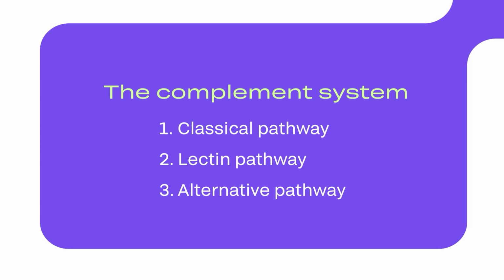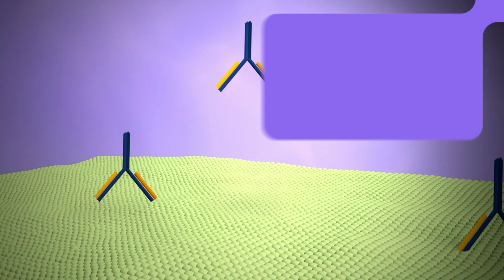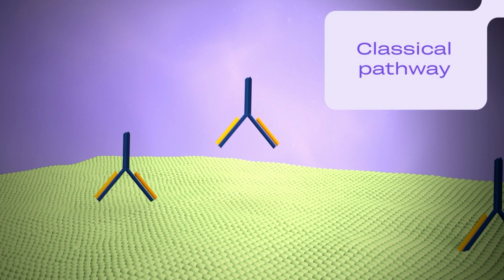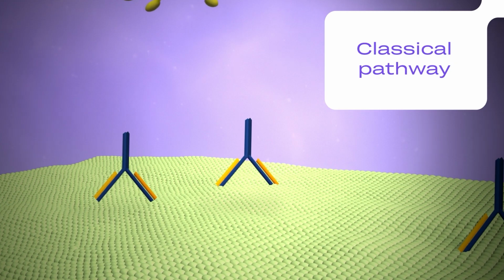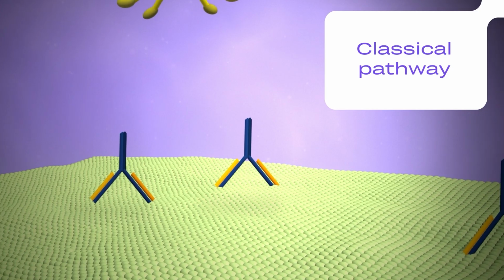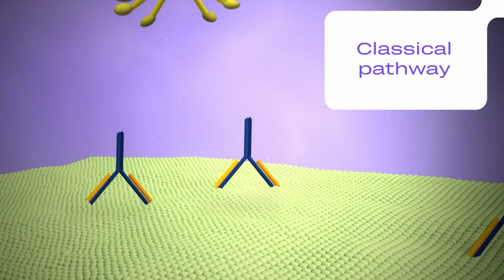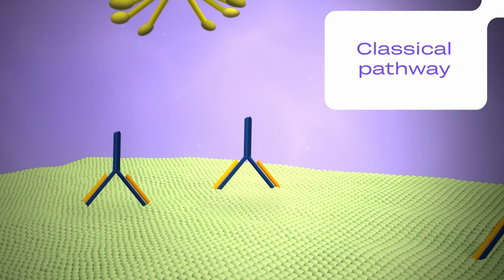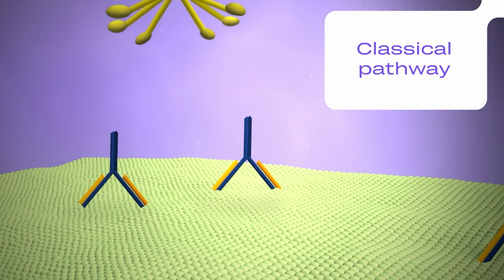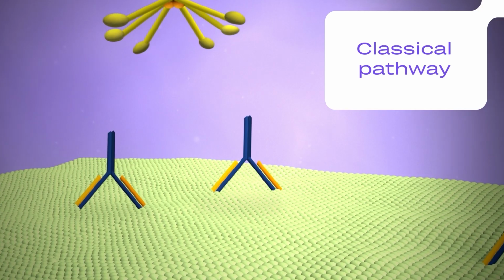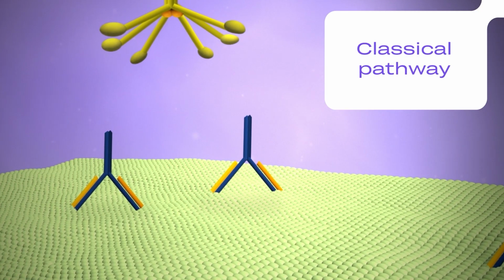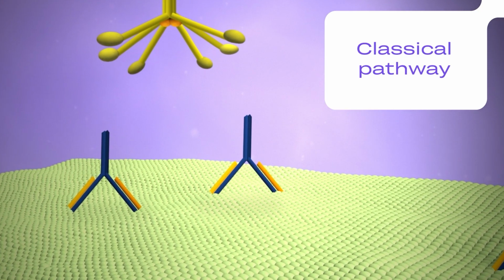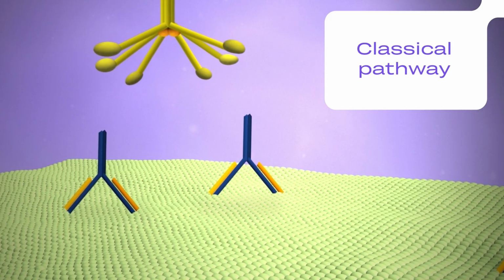The classical and lectin pathways utilize similar processes to initiate activation. The classical pathway. The classical pathway is typically activated by antigen-antibody complexes, although there are other activators of this pathway. The pathway begins with C1, a macromolecular complex composed of C1q and 2 units each of C1r and C1s.